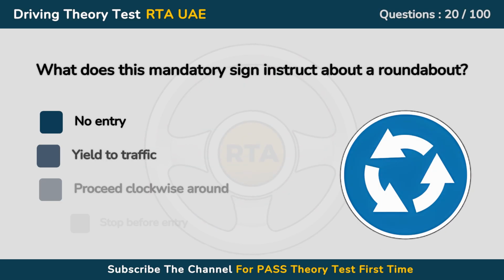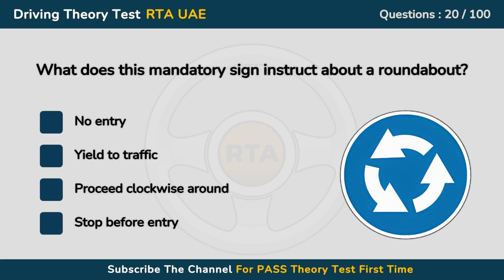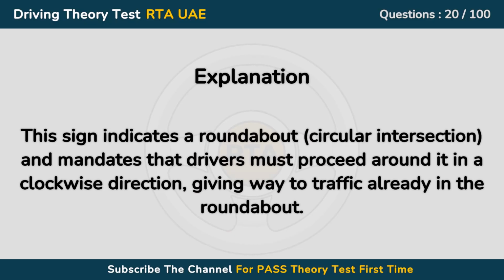Question 20. What does this mandatory sign instruct about a roundabout? A. No entry. B. Yield to traffic. C. Proceed clockwise around. D. Stop before entry. Answer is C. Proceed clockwise around. This sign indicates a roundabout circular intersection and mandates that drivers must proceed around it in a clockwise direction, giving way to traffic already in the roundabout.